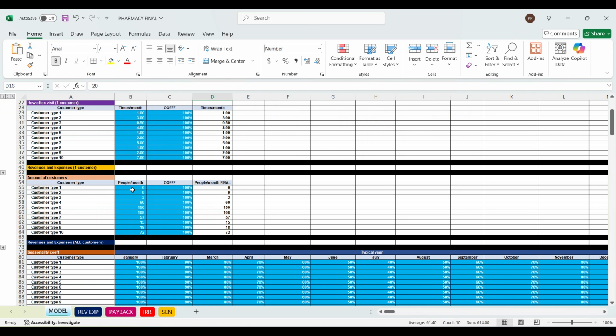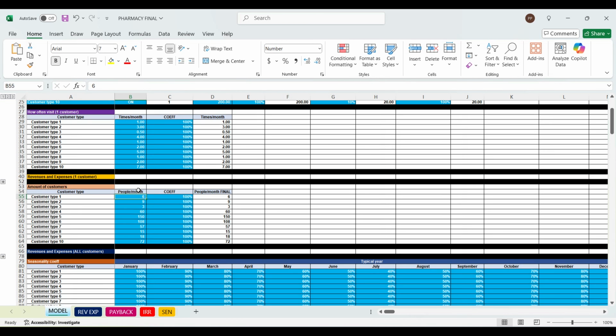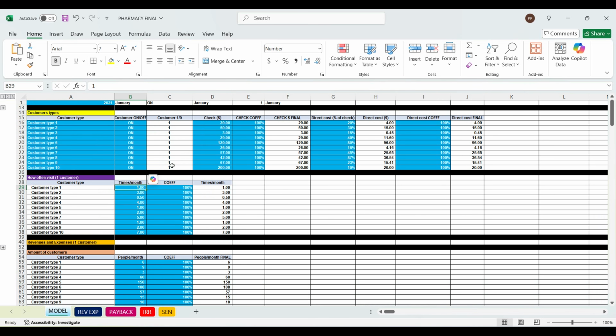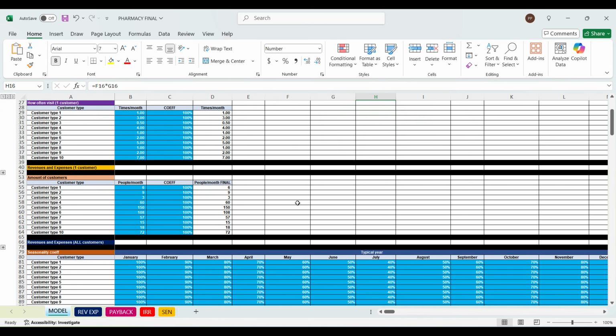So we're specifying that for customer type number 1 we have 6 customers per month. Each of these 6 customers visits 1 time per month. They are paying us a $20 check, and the direct cost will be $4 inside their check. So we are describing customer type by customer type.